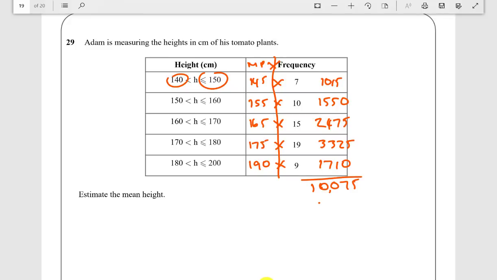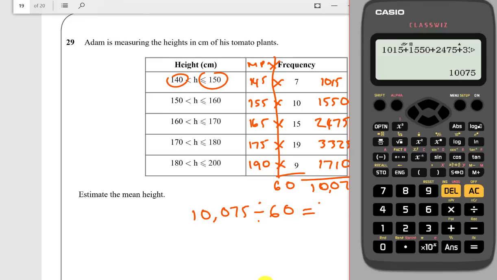Now what we need to do is divide this big total by the total frequency. Let's find out what the total frequency is. If you add them up, it should be 60. And the estimated mean is going to be 10,075 divided by 60.